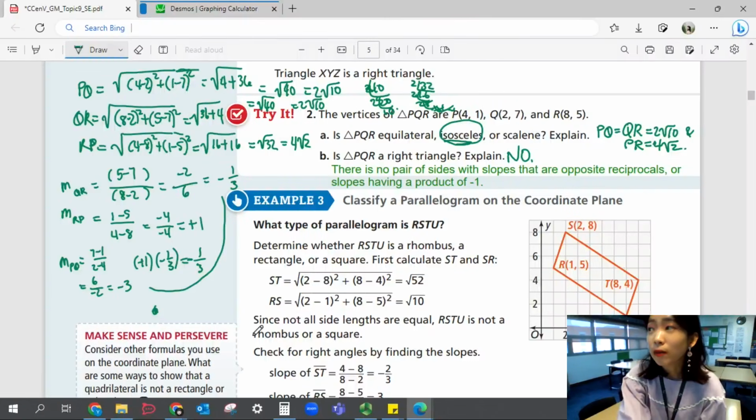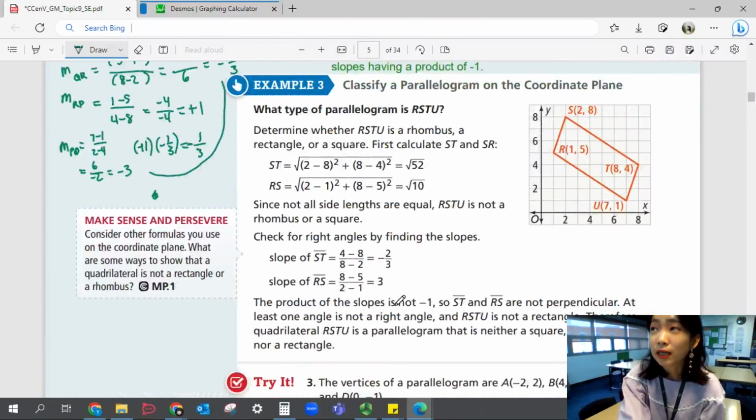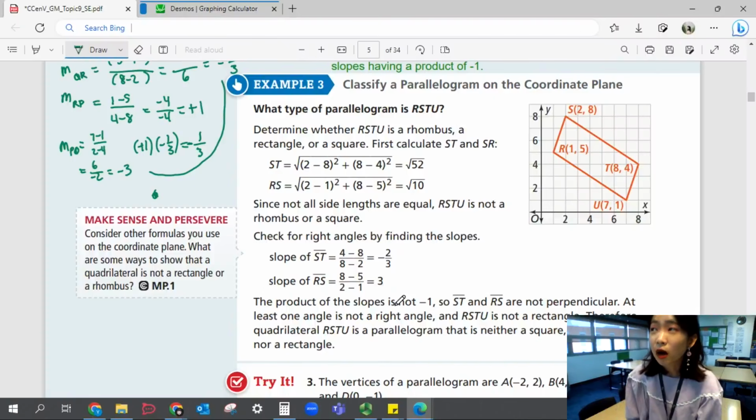Classify a parallelogram on the coordinate plane. What type of parallelogram is RSTU? Now we want to see and categorize parallelograms. We already know the different types of parallelograms. Now it's on a coordinate plane, and we want to check their slopes and lengths so that we can see if the sides are the same, or if any of the angles are going to be perpendicular or the same.